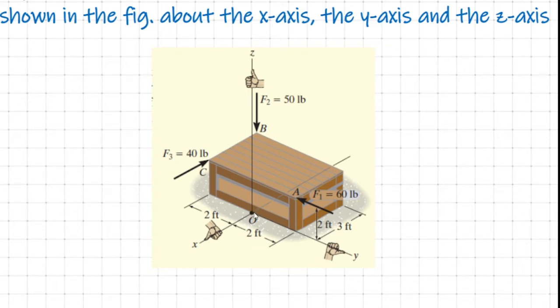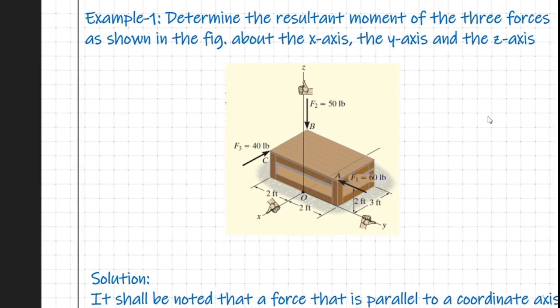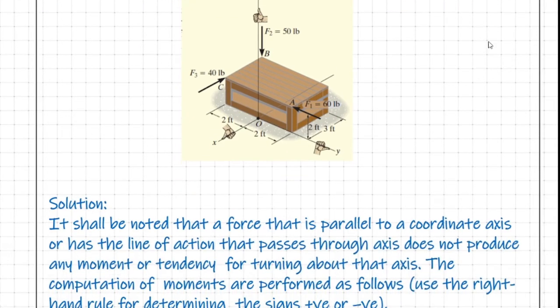So this is my origin, this is the positive X axis, this is my positive Y axis and positive Z axis. Remember that we are given the location of the points A, B and C at which the forces F1, F2 and F3 are applied. So we are asked to calculate the total moment produced by the forces F1, F2 and F3 about the x-axis, about the y-axis and about the z-axis. So let us go ahead for the calculation.